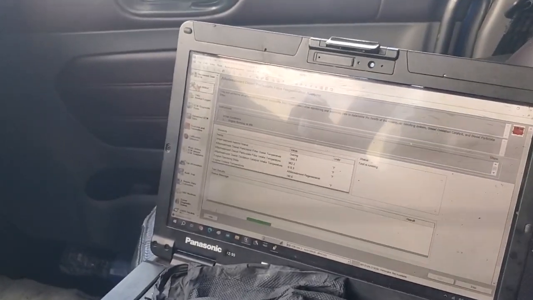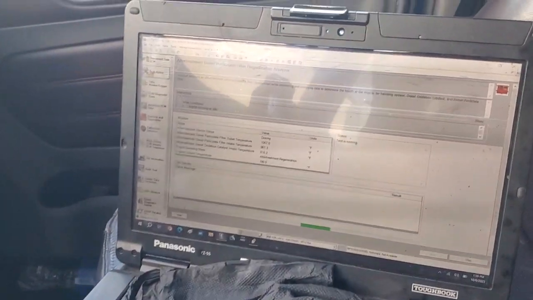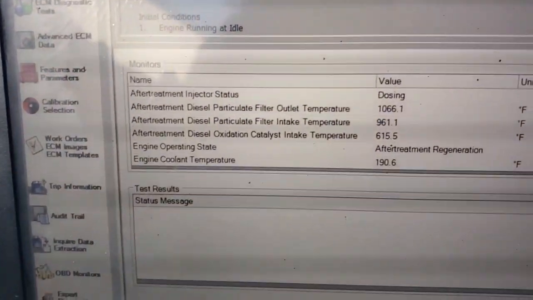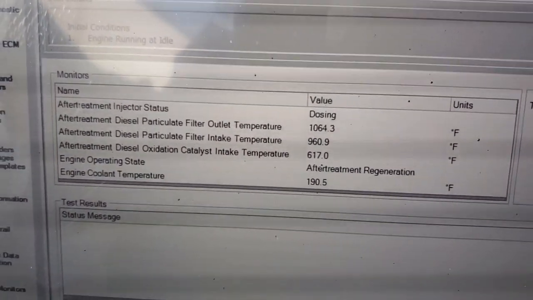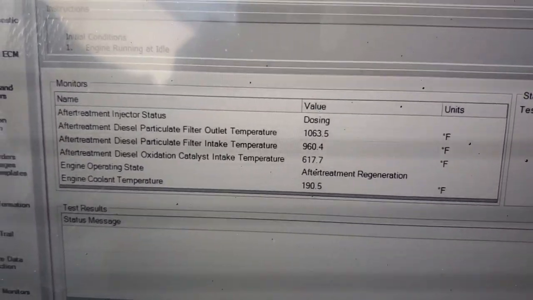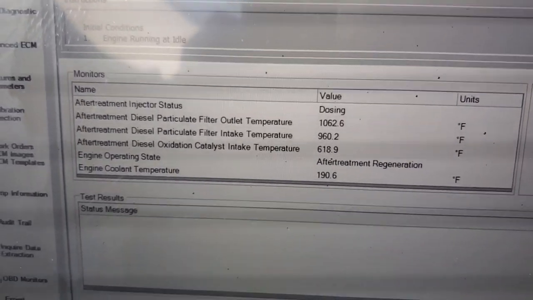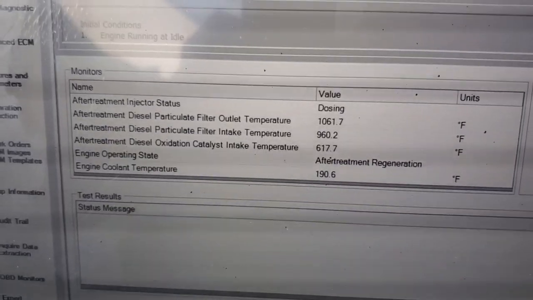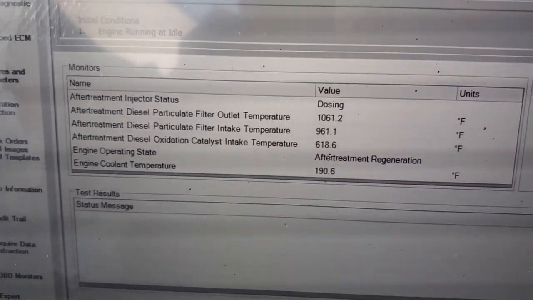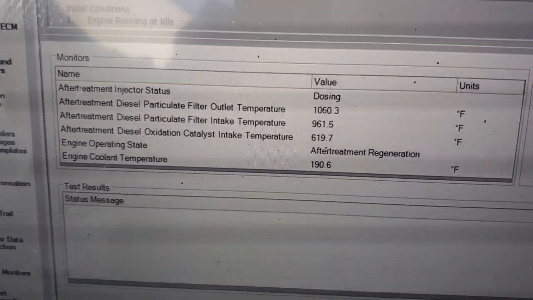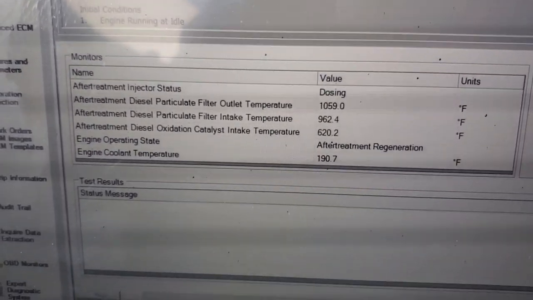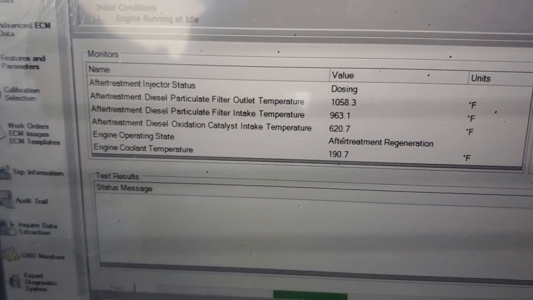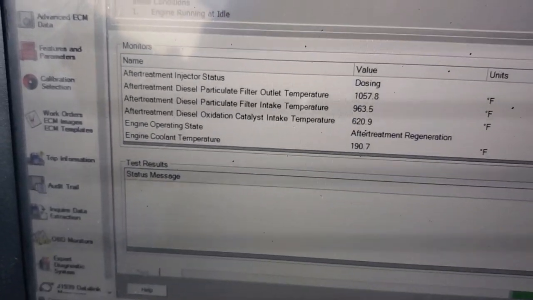Hey everyone, I'm doing a regen on this unit. You can tell the DOC is inefficient, or washed, or failed, all the same thing. All right, look at these temps. Our DPF filter outlet, look at that temp, and our DPF filter inlet, look at that temp. They're about 100 degrees apart.